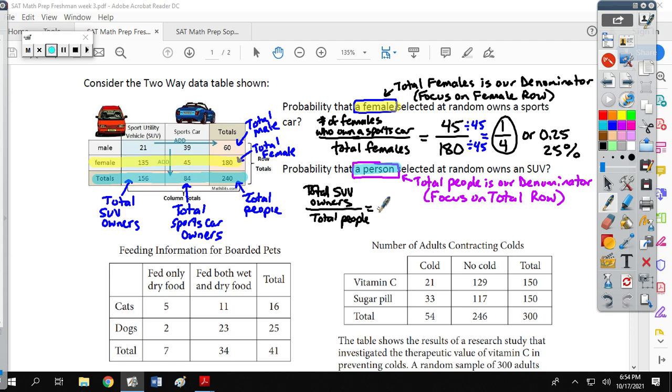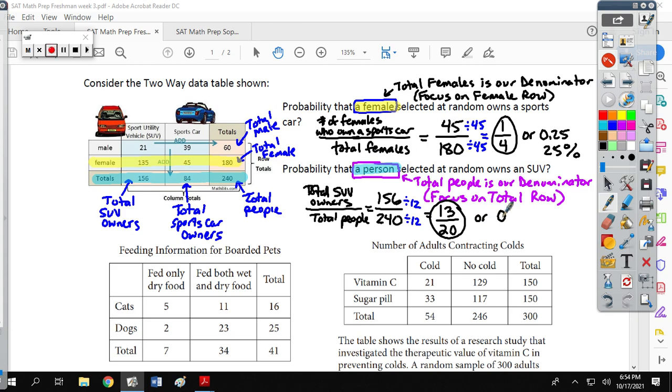So total SUV owners, there are 156 SUV owners, and there are a total of 240 people. So we would reduce that 156 over 240. Those are both divisible by 12. So we would divide the top and the bottom by 12, and your calculator can do this for you if you use the fraction button to input this fraction, 156 over 240. And you should get 13 over 20 as your reduced fractional answer.